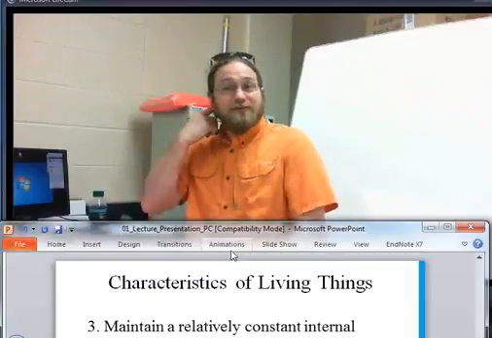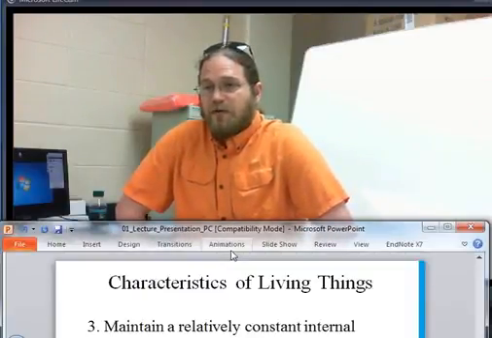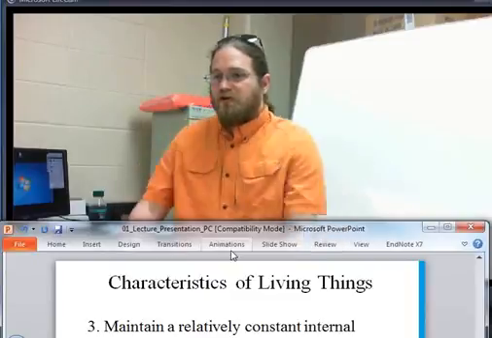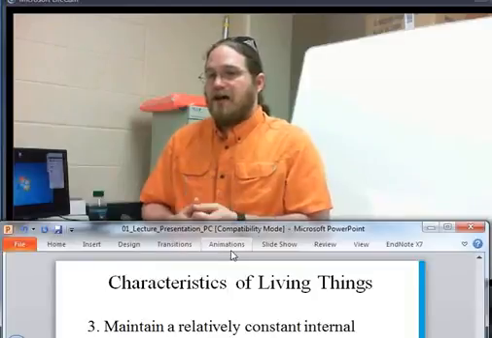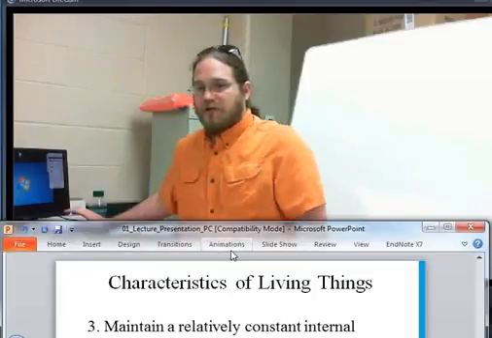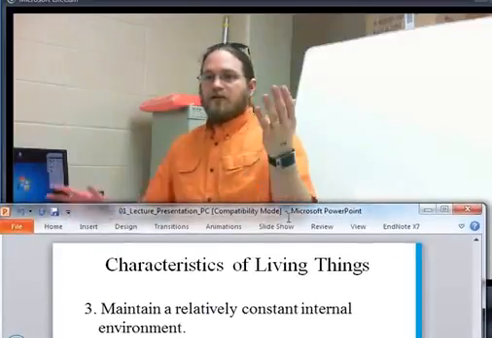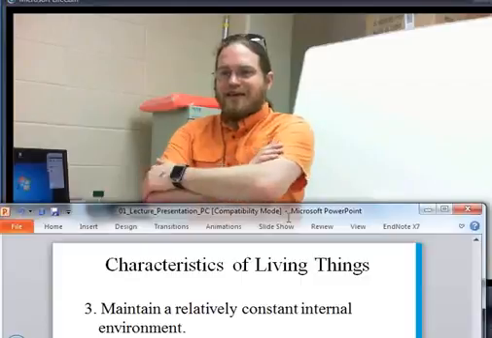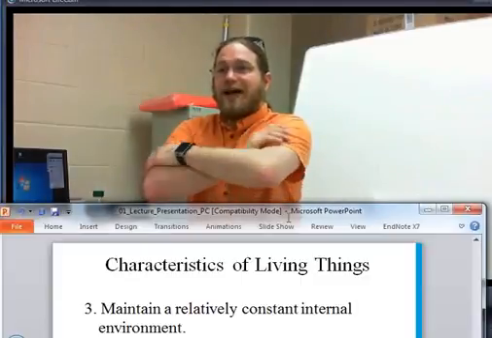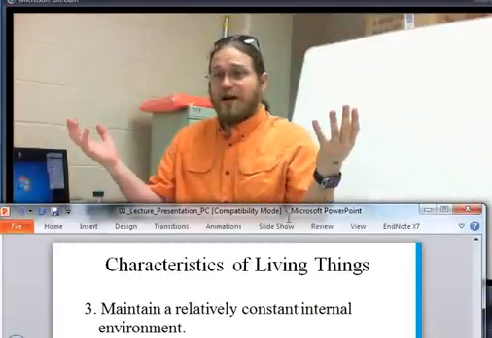You have to maintain a relatively stable internal environment. What do we mean by that? Well, there are certain conditions that you need to maintain in order to stay alive. For instance, you have skin. That skin helps keep moisture inside your body. It's critical to you staying alive that you don't dry out.